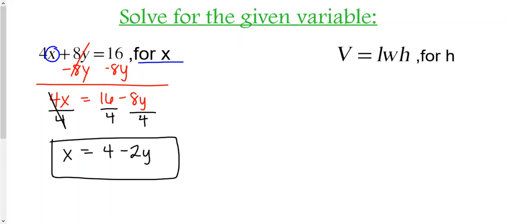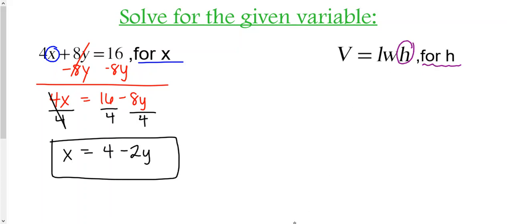And that's our answer. So we're not always going to get one single number as our answer. We'll get a different expression, which is fine. All right, let's go through another example. So V equals L times W times H. So we don't even have any numbers in this one, but we want to get H by itself.